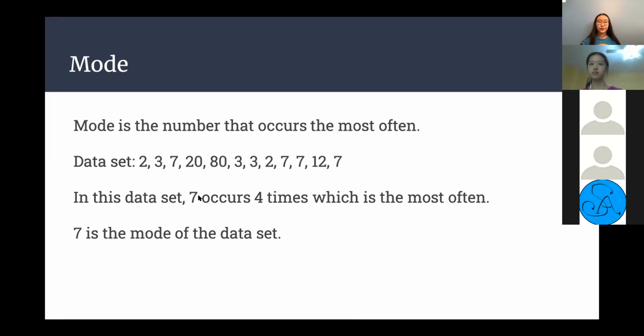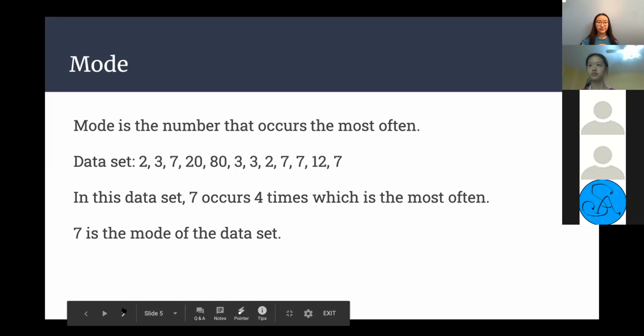Okay, so mode is the number that occurs the most often in the data set. And so in this data set, you can see that 7 occurs 4 times, which is the most often. It's more than 3, which only occurs 3 times, and 2, which only occurs 2 times. Therefore, 7 would be the mode. And sometimes in a data set there can be no mode, or basically every number is the mode, because every number shows up the same amount of times.